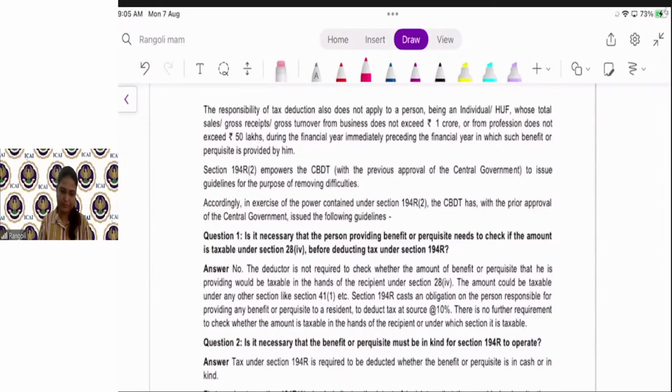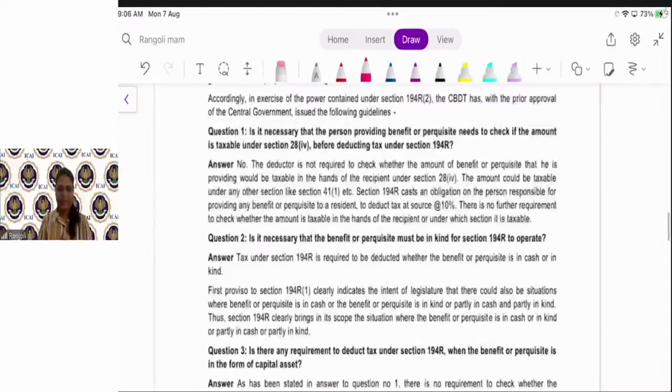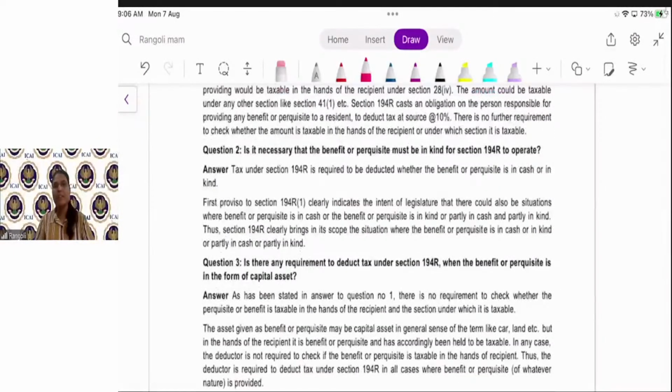Okay. Second question: is it necessary that the benefit or perquisite must be in kind? No, it is not compulsory. It can be in kind, it can be in cash, or partly in kind, partly in cash. It is not necessary that you are providing only a gold coin to the customer.